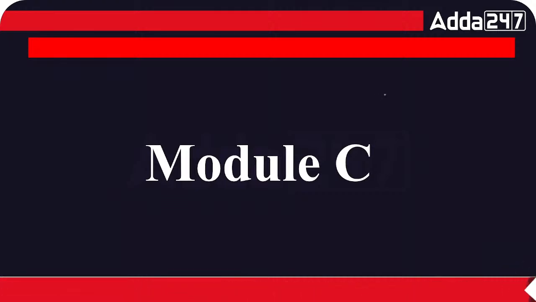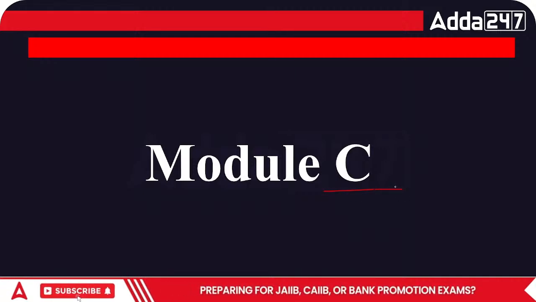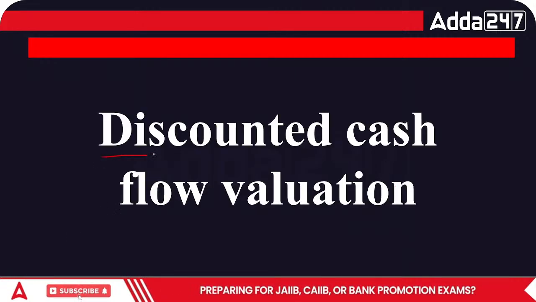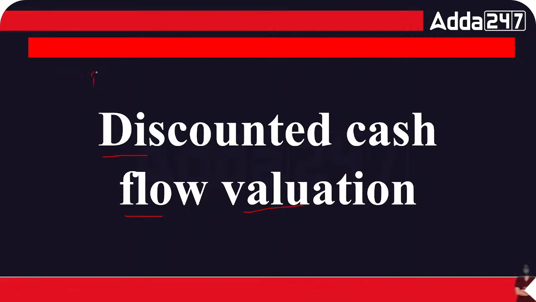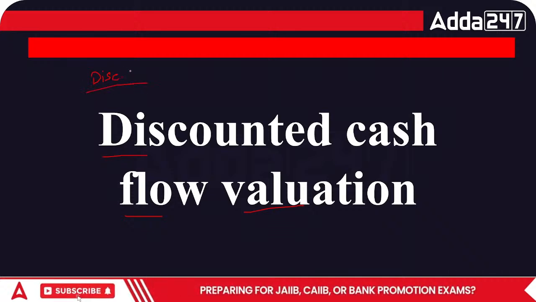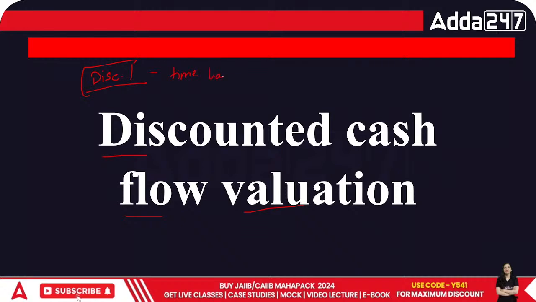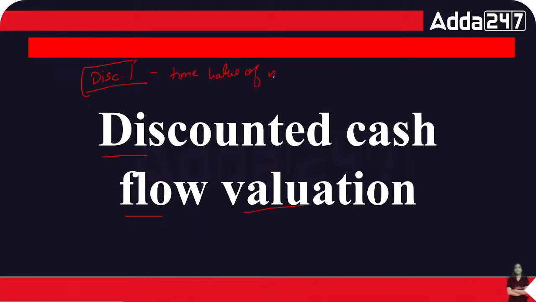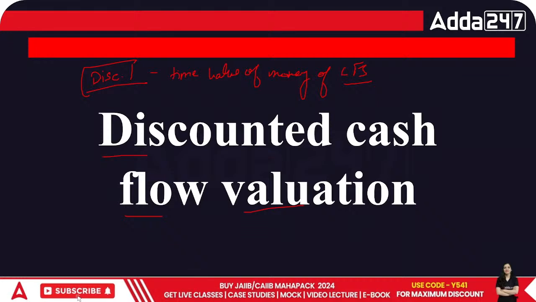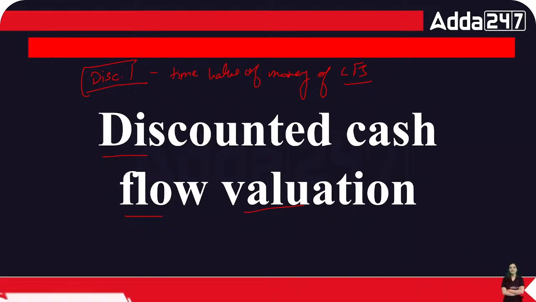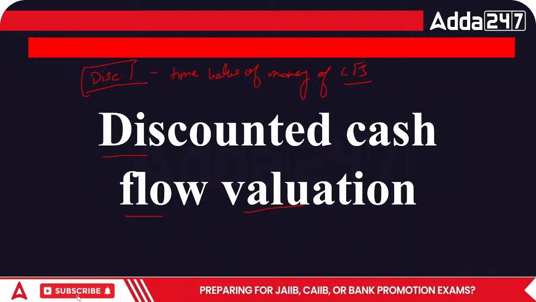We were doing module C, and in module C we had started with the topic of discounted cash flow valuation. Discounted cash flow valuation is a specific method under which we find the time value of money of cash flows. That is required. If we don't do that, how will we find out whether the money that we are using would be helpful for us or not?